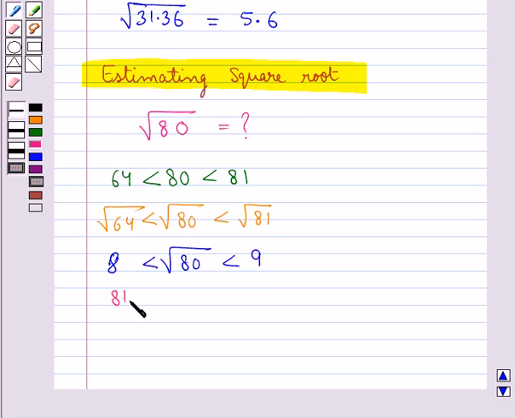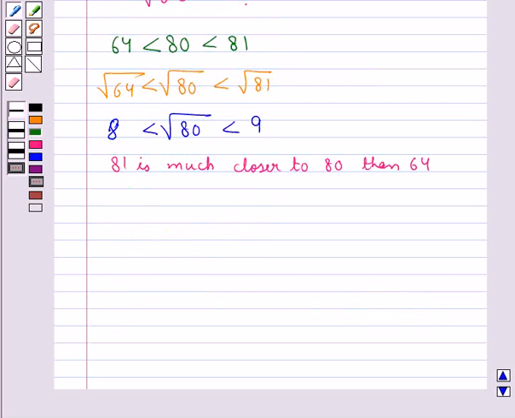Now since 81 is much closer to 80 than 64, thus we say that square root of 80 is approximately 9. This is how we can estimate the square root of any number.